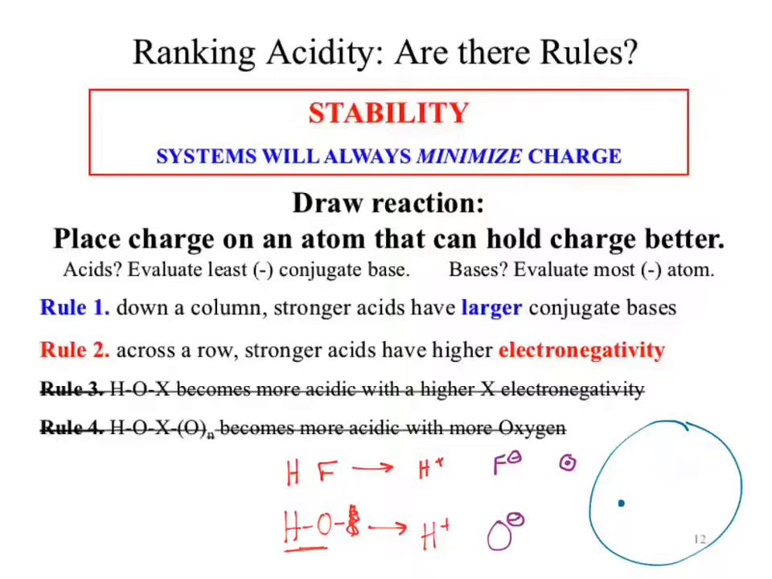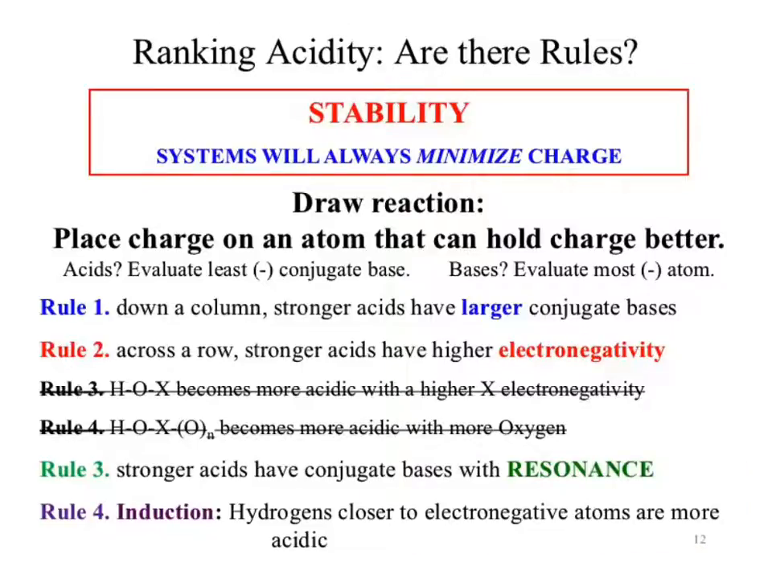The other rules that your Gen Chem textbook throws at you, because I think you guys use the same book as I pulled these rules from. Rule 3, HOX becomes more acidic with a higher X electronegativity. Okay? So another thing that I have to memorize. This is why people hate Gen Chem, and this is why people go, oh, there's so much memorization in OChem. You didn't pay attention to Gen Chem. Gen Chem was a hell of a lot worse. Rule 4, HOXON. It's more acidic with more oxygen. Those are really useless rules. They're saying, I don't want to explain that they just minimize charge, so I'm just going to make you memorize a bunch of stuff.